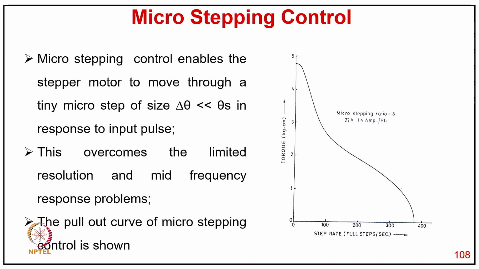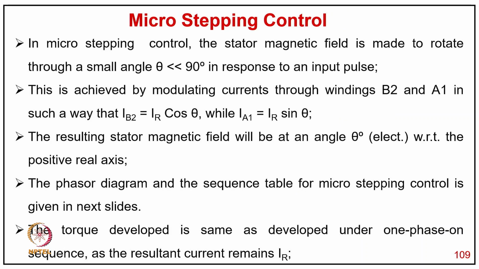And you can just see how micro stepping's characteristic is there with the stepper. So micro stepping control enables the stepper motor to move through a teeny micro step of its step size delta theta, much smaller than step angle theta s, in response to input pulses. This overcomes the limited resolution and mid frequency response problem, and the pull out characteristic of micro stepping control is shown here.